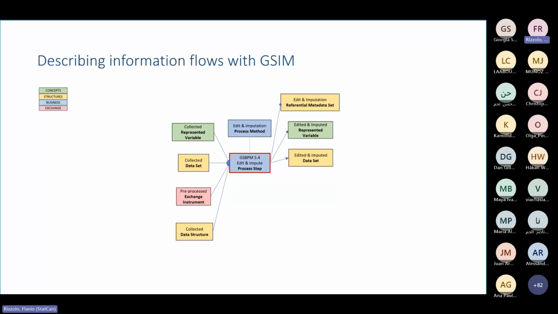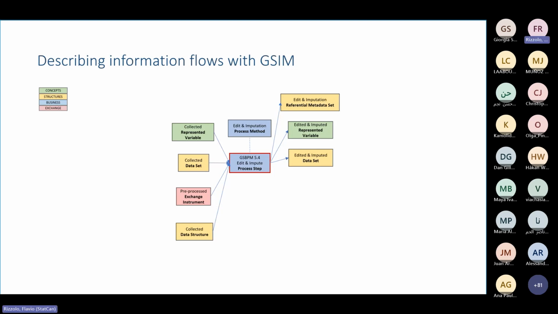So then we have this exchange instrument, and what exchange instruments essentially are is they are used for sharing the content. Basically, the exchange instrument here is going to have the data sets, the variables and the data structure in some way. So they are going to be associated with the exchange instrument because that's the means by which you got the information in this edit and impute.